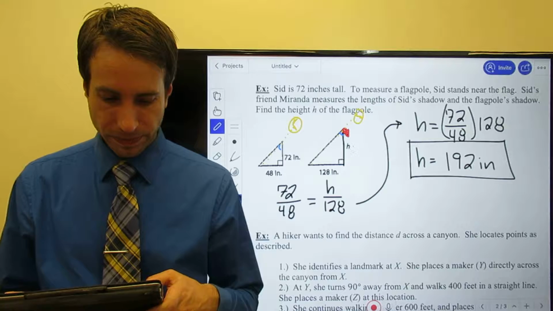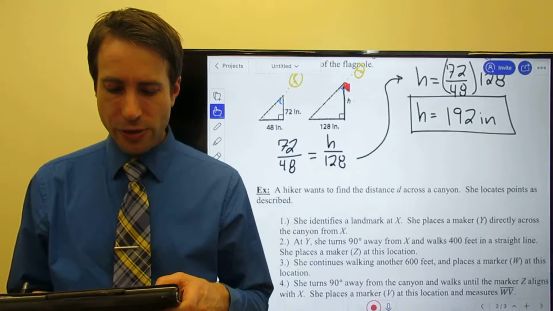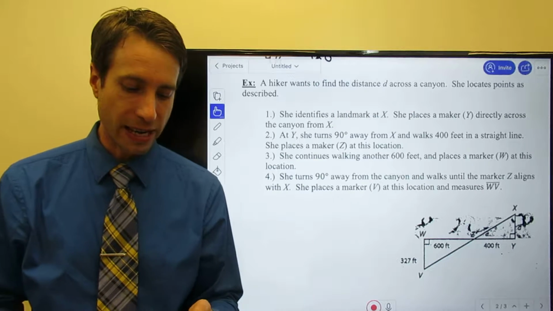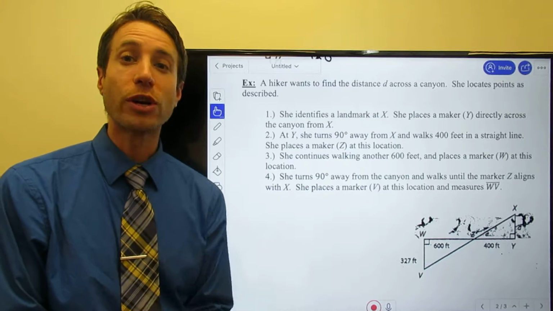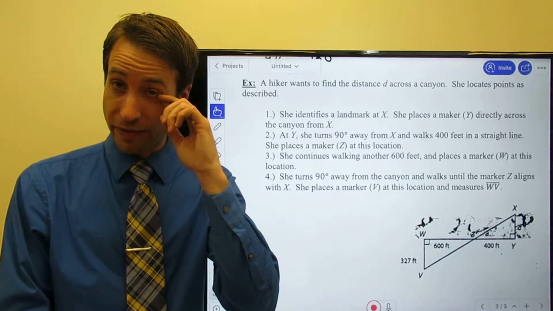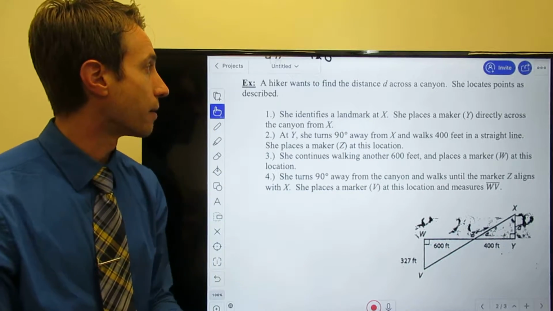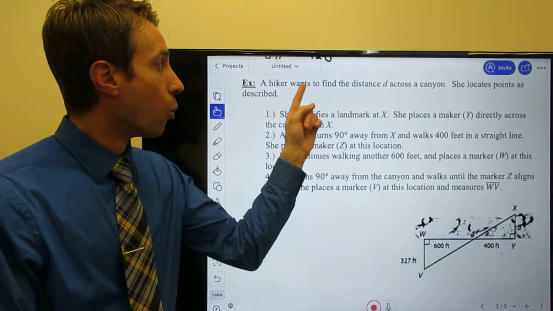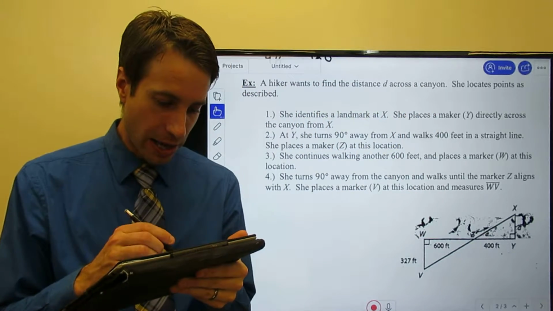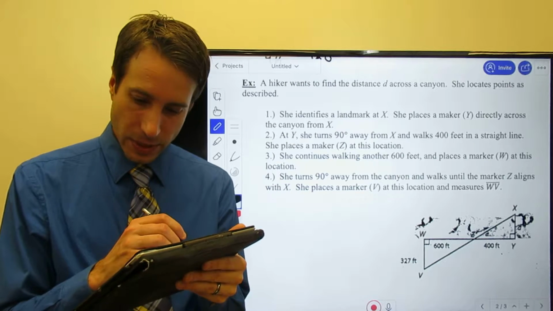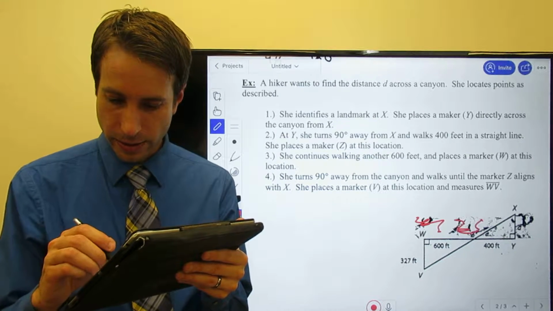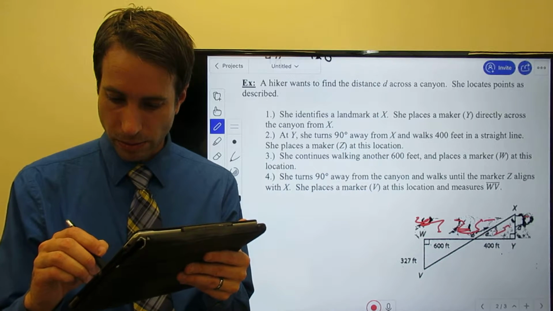Let's do another one. In this case, rather than measuring the height of an object that's too tall for us to measure by conventional means, we're going to measure a distance that we cannot measure by conventional means. And here's the scenario I've set up for you. A hiker wants to find the distance across a canyon. Here's my canyon, sort of right here in red.